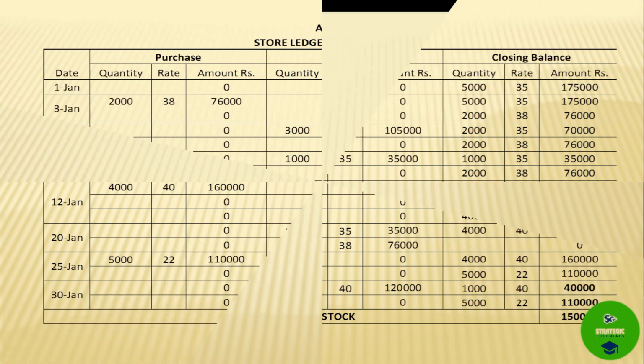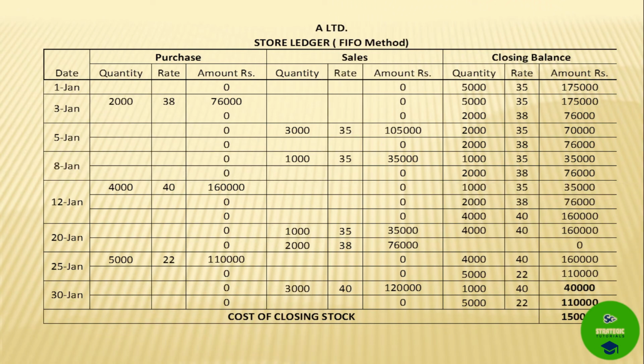Here is the chart. This is the store ledger basically under the FIFO method. On 1st January, you see there is a stock of 5,000 units at the rate of 35, so 1,75,000. On 3rd, we have purchased 2,000 units at 38 rupees, that is 76,000. So in stock, both lots you have to show separately simply because the rates are not equal. There is a lot of 5,000 units at the rate of 35. Another is 2,000 units at the rate of 38.